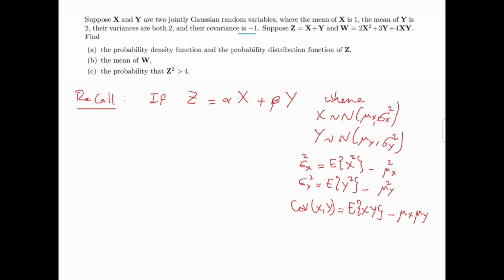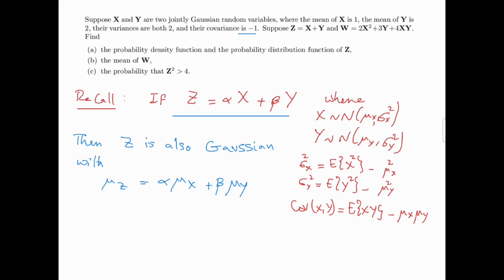Okay, so if you have a linear combination of two jointly Gaussian random variables, then according to the theory of random variables, z is also a Gaussian random variable with mu z equal to alpha mu x plus beta mu y, and the variance of z is given by alpha square variance of x plus beta square variance of y plus 2 alpha beta covariance xy. These are very important formulas to remember.